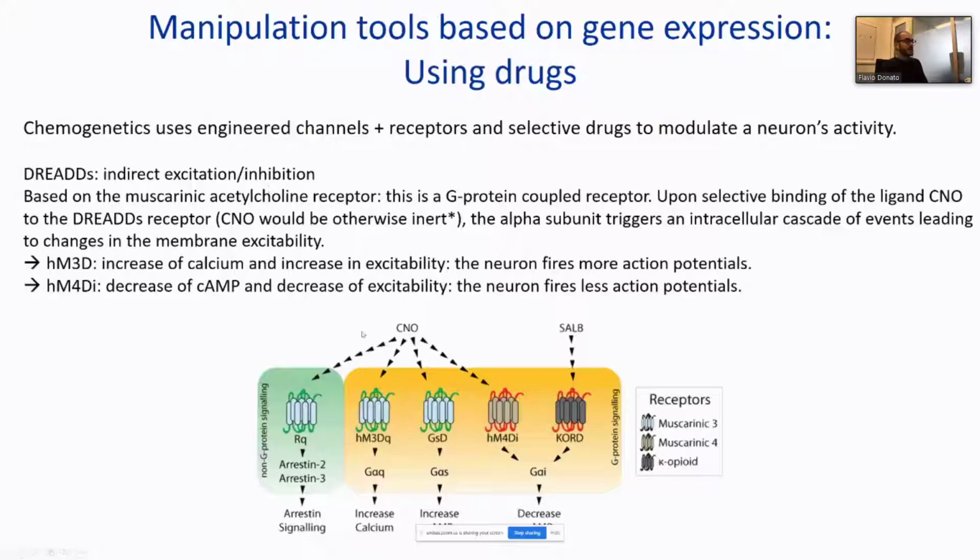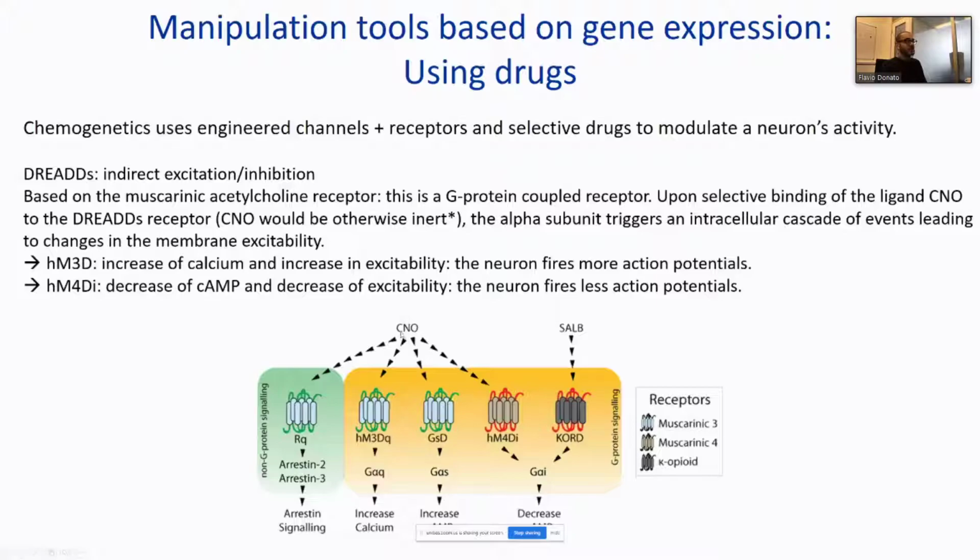This is the first type of molecules that was developed for this use. It's called DREADD, which stands for designer receptors exclusively activated by designer drugs. These are channels that are in large part actually G protein coupled receptors. They bind a molecule called CNO, which would otherwise be inert in the brain of the animal, although we will see one caveat in a moment.